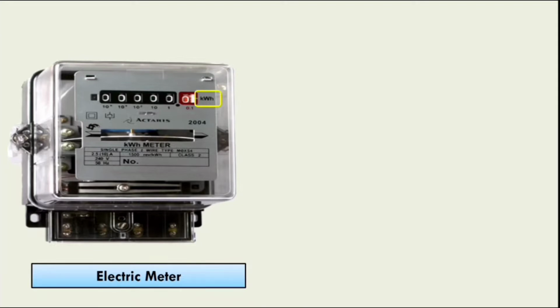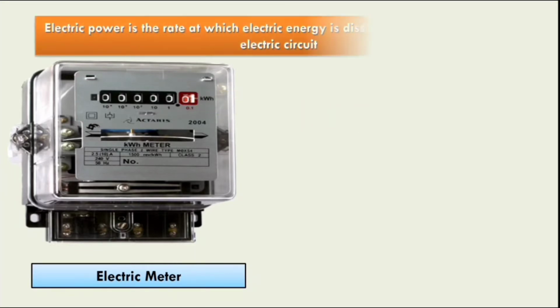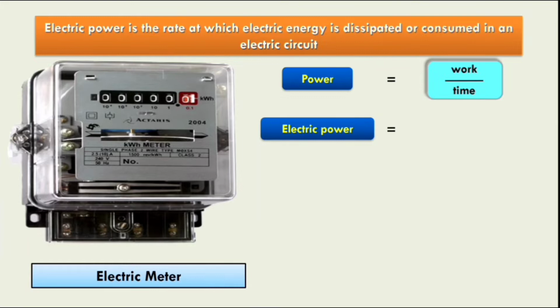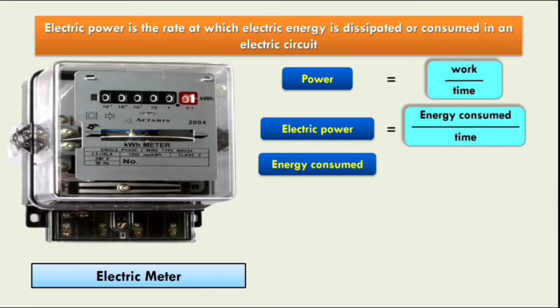Here the unit is given in kilowatt hour. Next, what is electric power? It is the rate at which electric energy is dissipated or consumed in an electric circuit. Electric power is the amount of electrical energy consumed per unit time. We know that power equals work by time, therefore electric power is energy consumed by time. So energy consumed equals power into time.